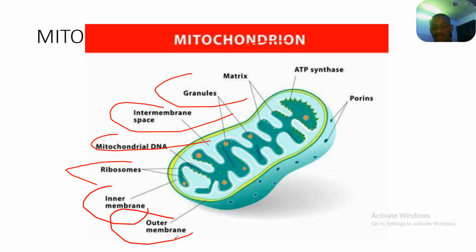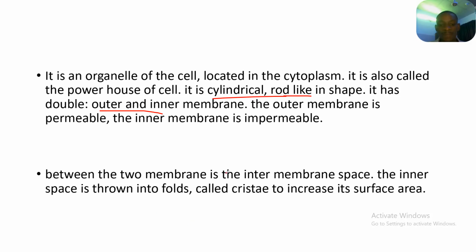Okay. This is the inner membrane that we are talking about. This is the outer membrane. All right, you get to see where the arrow is pointing. Now between the two membranes is the intermembrane space. The inner membrane is thrown into what? Folds called cristae. Very important. I see this in almost every exam, right? MCQ.